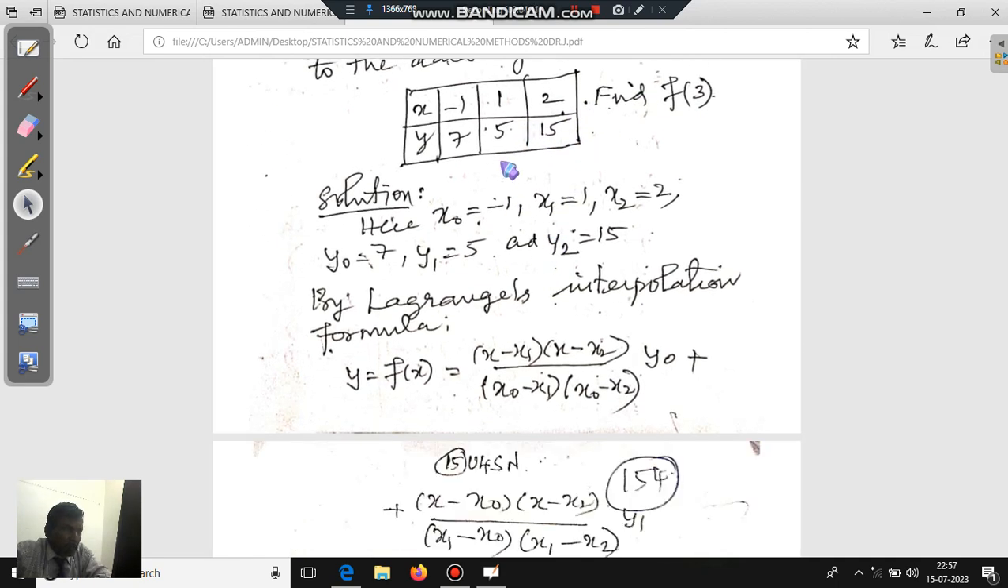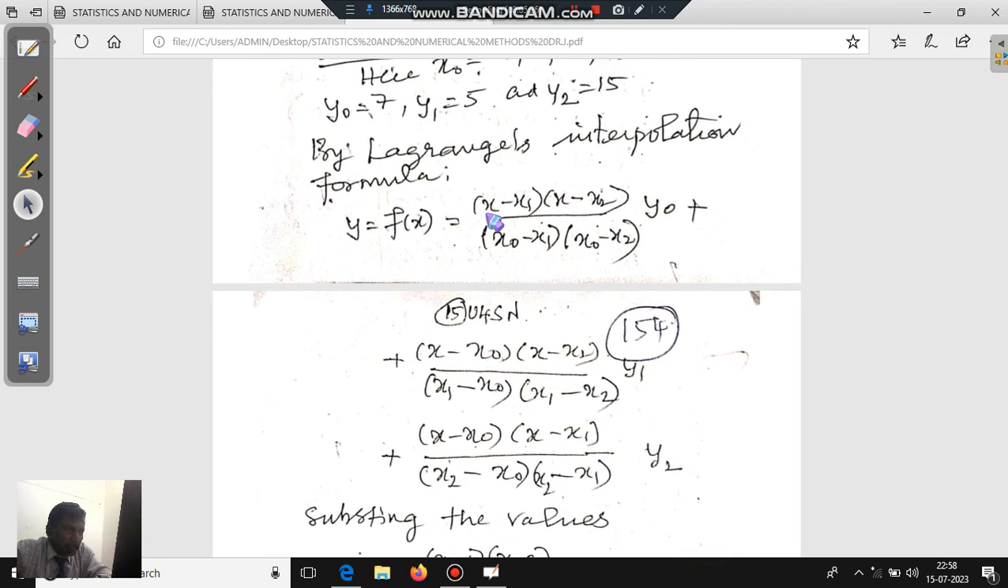Now what are the x values? -1, 1, 2. The corresponding y values: when x takes -1, y takes 7. When x takes 1, y takes 5. When x takes 2, y takes 15. Now the value of x, that is 3, is not given in this interval. So we are asked to find the value of y, that is f, when x equals 3. Here y means f.